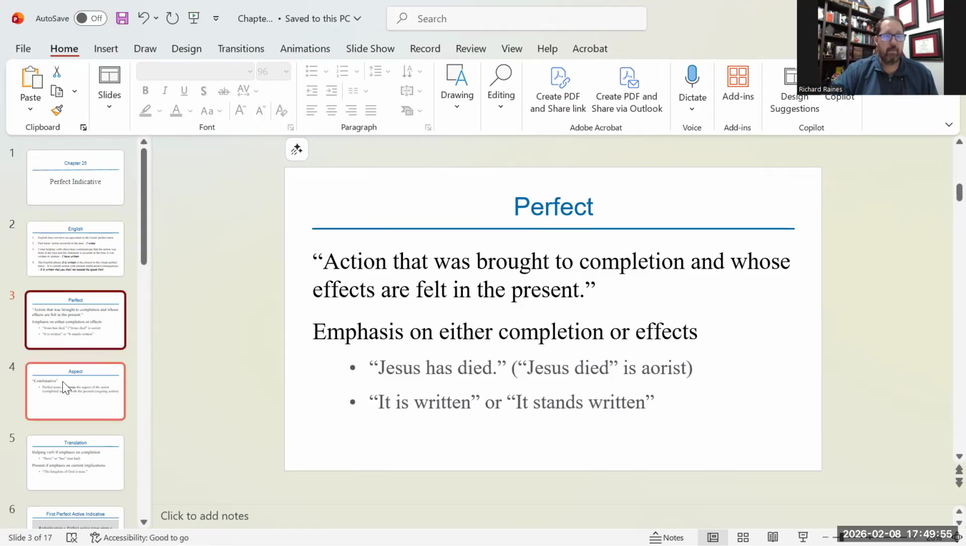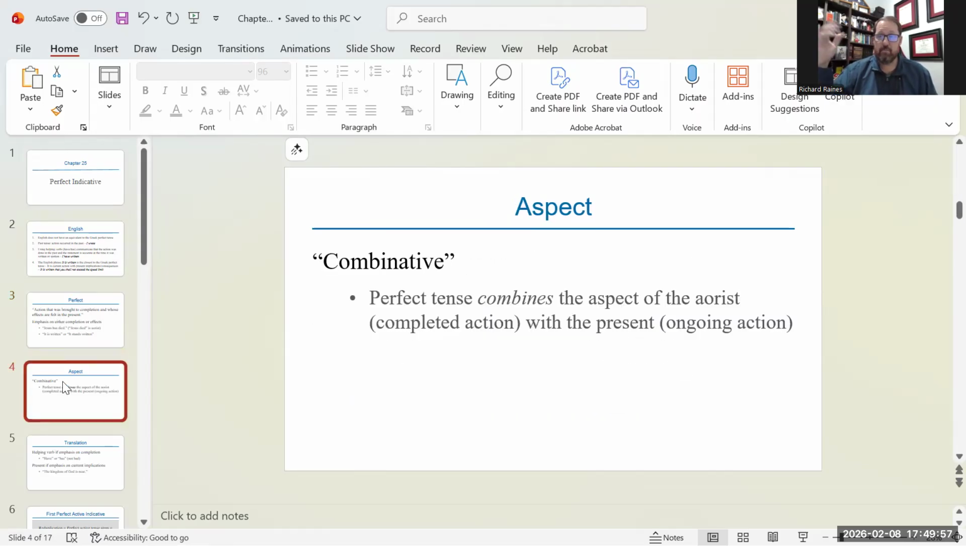All right. Jesus is risen, right? He's still risen. It happened in the past, and he's still risen. So he introduces a new word. I don't know that you need to spend too much time on this, but he uses it, so I want to make sure that you understand what he's saying. If you look at page 277, section 25.3, he introduces the term combinative.